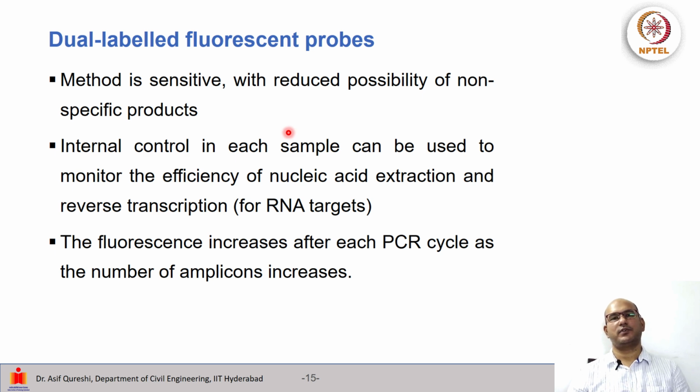The dual labeled fluorescence probe method is sensitive, sometimes with reduced possibility of non-specific products. The internal control in each sample can be used to monitor the efficiency of nucleic acid extraction and reverse transcription for RNA targets. The fluorescence generally will increase after each cycle as the amplicons increase.